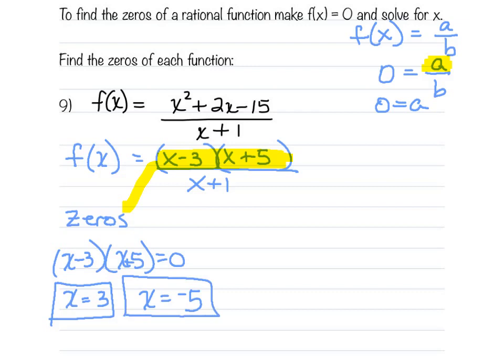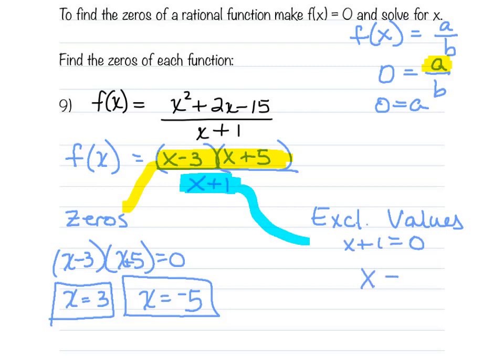Now, we need to find the excluded values as well. So, to find excluded values, then we're concerned, as you know, with the denominator being equal to 0. So let's set that up. x plus 1 equals 0. So x cannot equal negative 1. That's my excluded value. Always check to see if one of your zeros is an excluded value or not. And in this case, it's not.